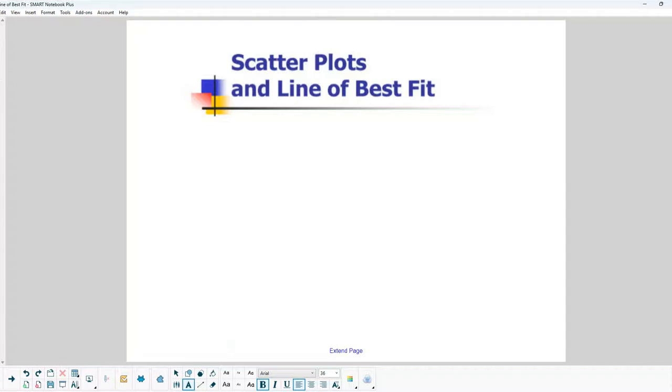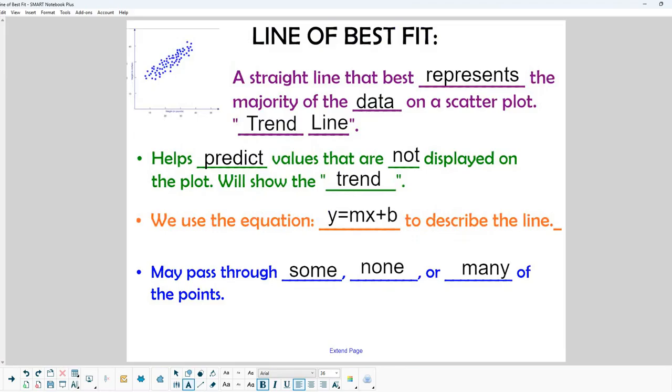All right, now we've talked about scatter plots and how to make scatter plots and what they mean. Now let's talk about another way to use scatter plots that uses a tool that we've learned about before. So first of all, we want to talk about what we mean by a line of best fit. A line of best fit is a straight line that best represents the majority of the data on a scatter plot. Sometimes we call it a trend line.